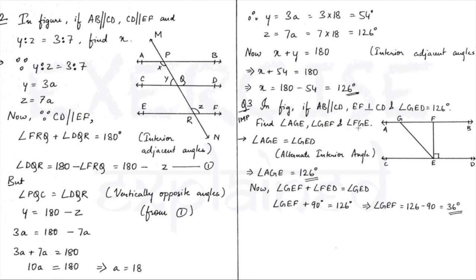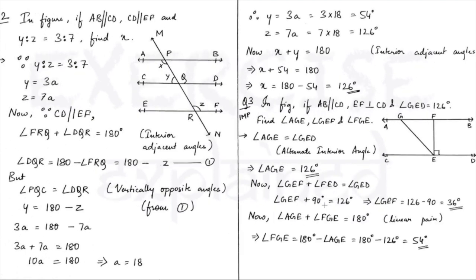Coming to the next one, we need to find FGE. Now if we consider this line, that is AGFB, angle AGE and angle EGF make a linear pair. So we can just add them. That means AGE plus FGE is equal to 180 degrees. That means this big angle plus this small angle is equal to 180 degrees. That is by linear pair. AGE goes to the other side and we get FGE is equal to 180 minus AGE. So that's going to be equal to 180 minus 126, that is equal to 54 degrees.